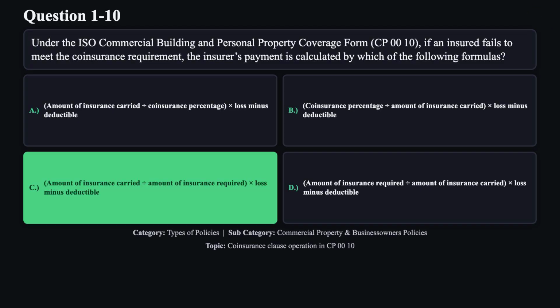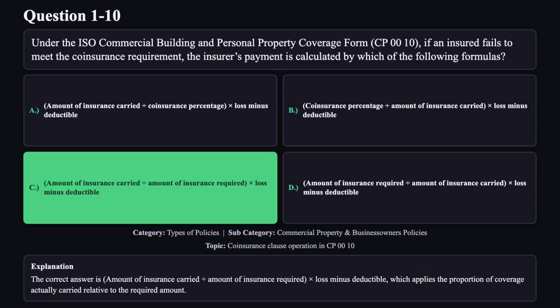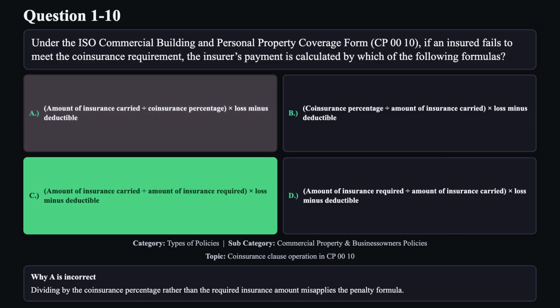The correct answer is C. The correct answer is amount of insurance carried divided by amount of insurance required, multiplied by loss minus deductible, which applies the proportion of coverage actually carried relative to the required amount. Reason A is not correct. Dividing by the coinsurance percentage rather than the required insurance amount misapplies the penalty formula.